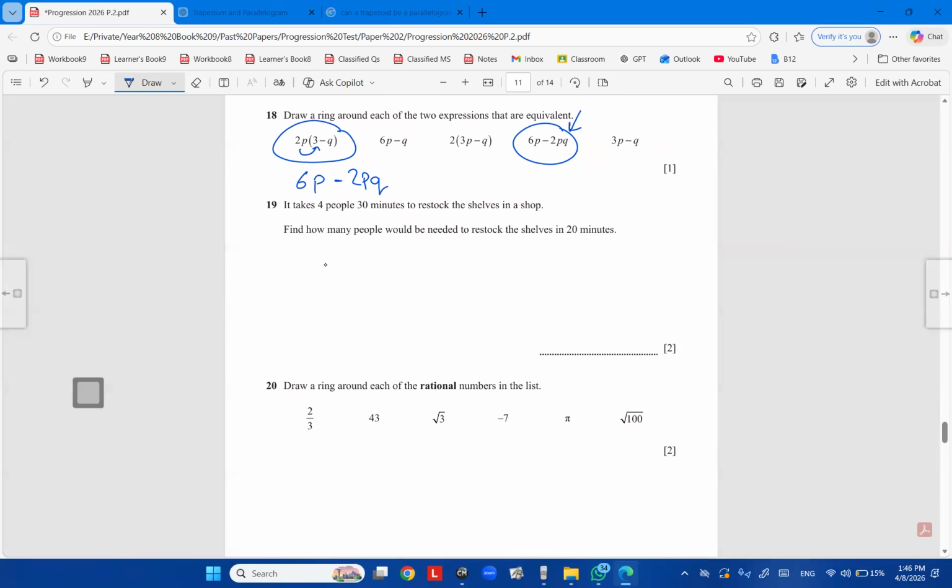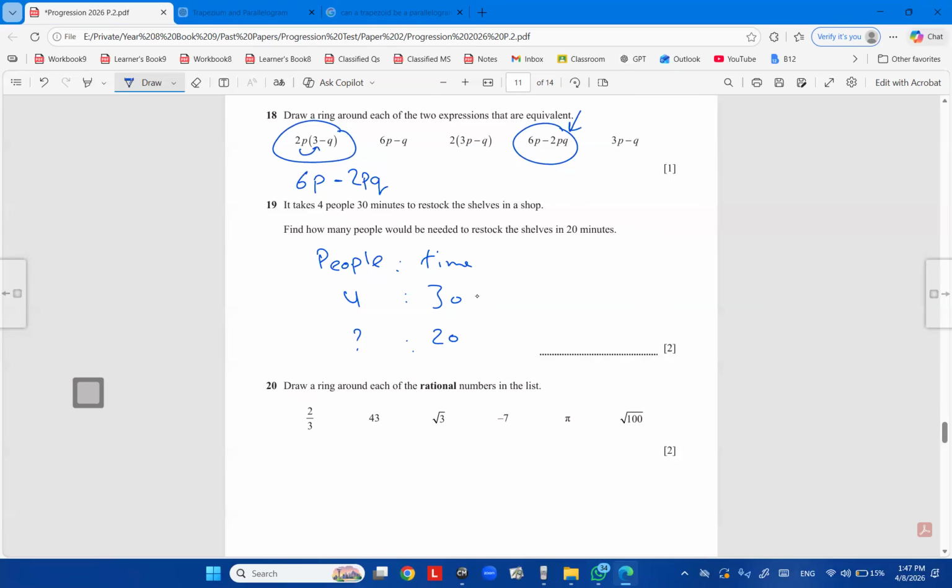They're saying to you here, it takes 4 people 30 minutes to restock the shelves in a shop. Find how many people would be needed to restock the shelves in 20 minutes. So we want 20 minutes. What is this going to be?